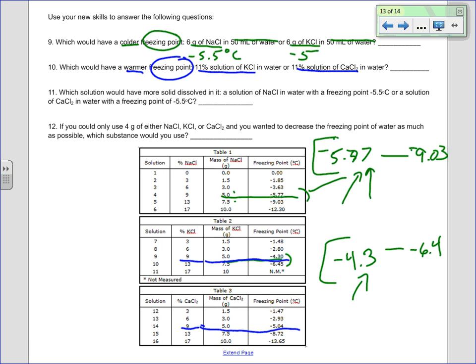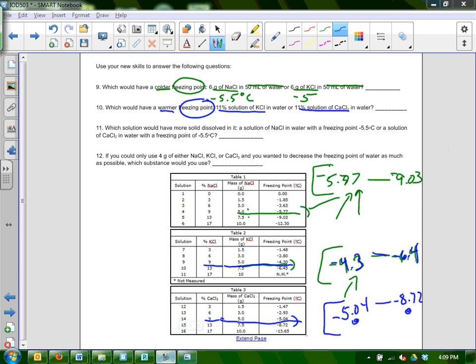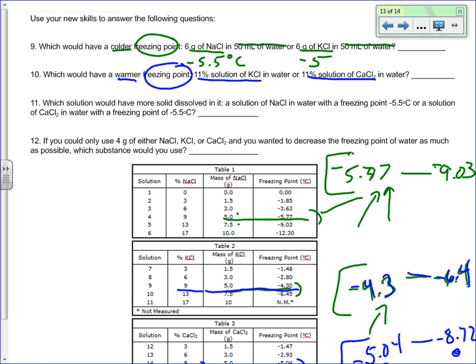In this case, we're looking at the same range for the first one, negative 4.3 to negative 6.4. Our second range this time is between negative 5.04 and negative 8.72. You'll notice that the second range is a lot colder than the first range. It starts at a colder temperature and it ends at a colder temperature. So this one is going to be much colder than this one is.